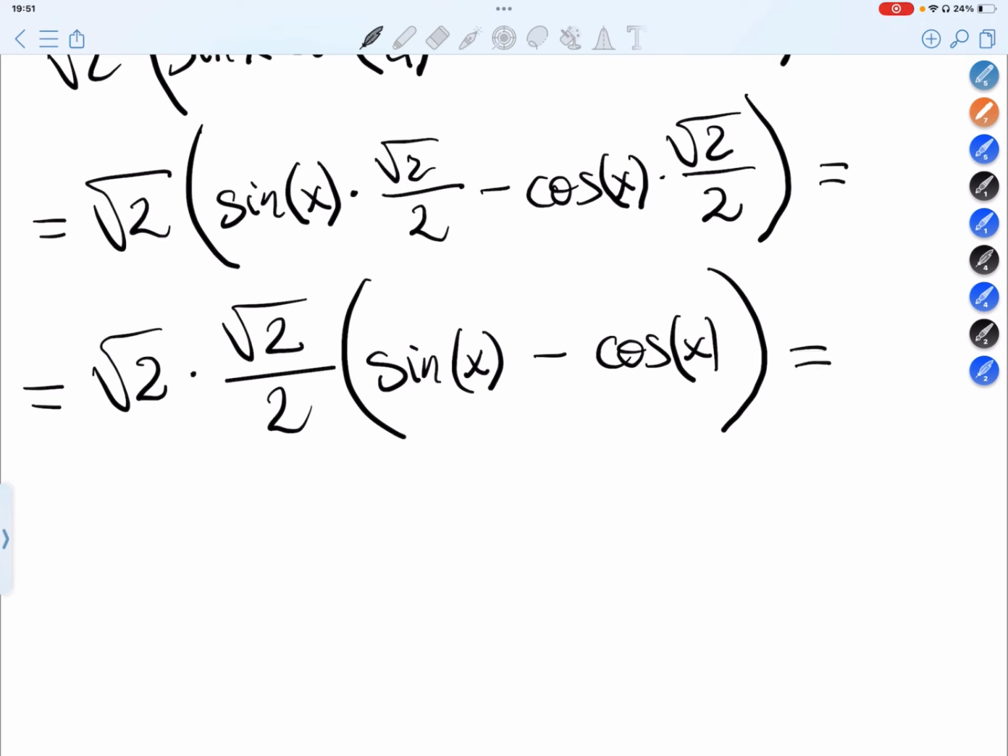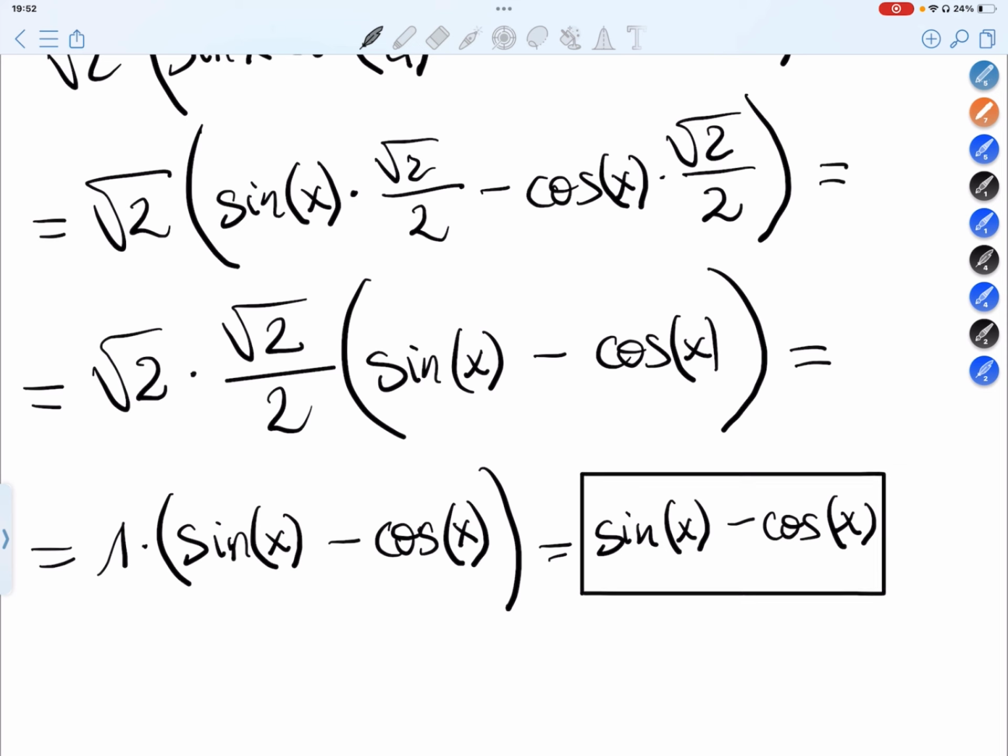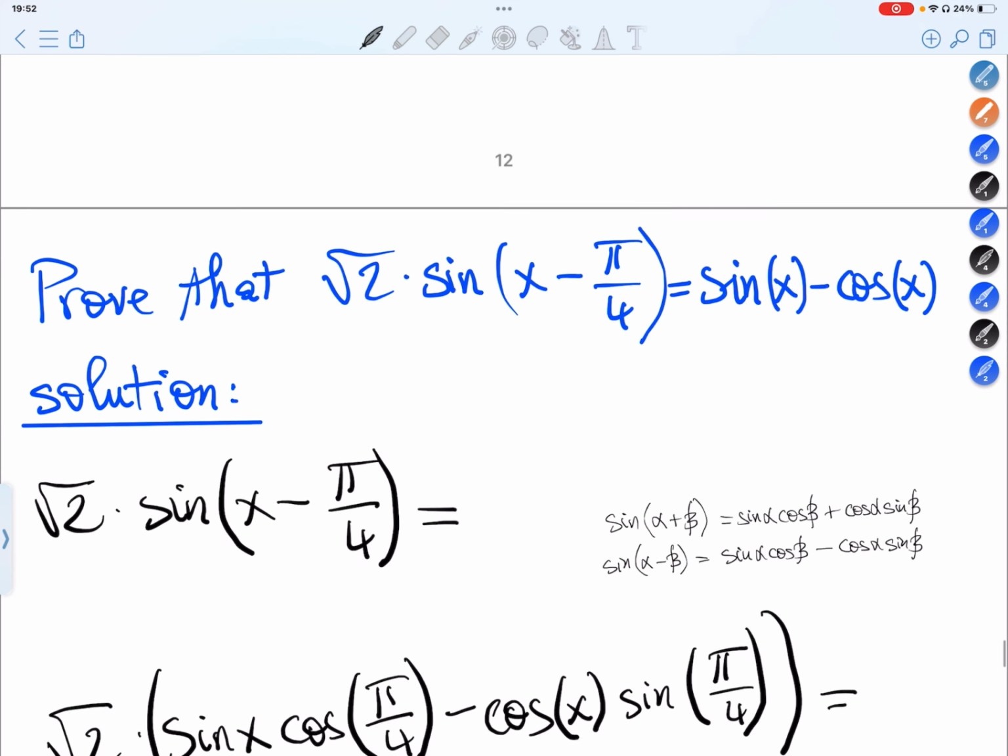Now we can see that root 2 times root 2 gives me 2, which cancels out with the 2 in the denominator. So this whole thing is just equal to 1. So this is equal to 1 times sine of x minus cos of x, which is simply sine of x minus cos of x, and that is the right hand side.